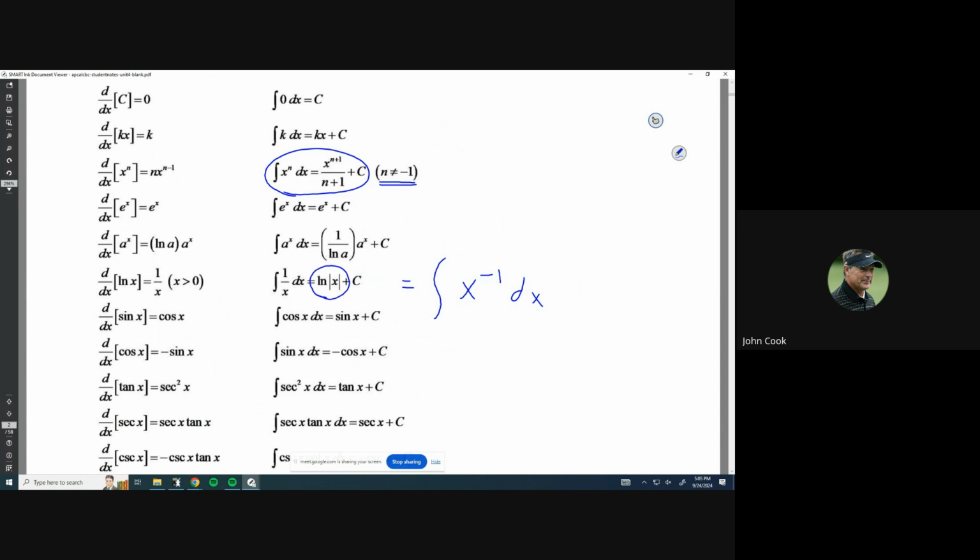Now, that also is pretty important. Make sure you have the absolute value on there because that's a domain thing. You make sure that you keep it on there so that you can actually express the area for all x that are defined within the function. Okay, anyways, so just make sure you know that one.